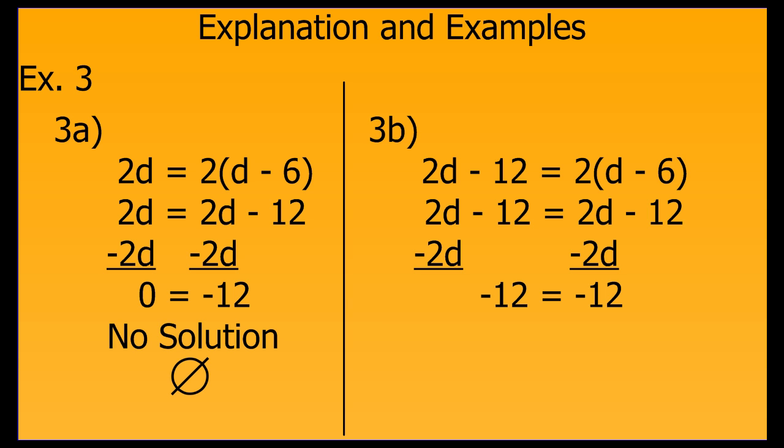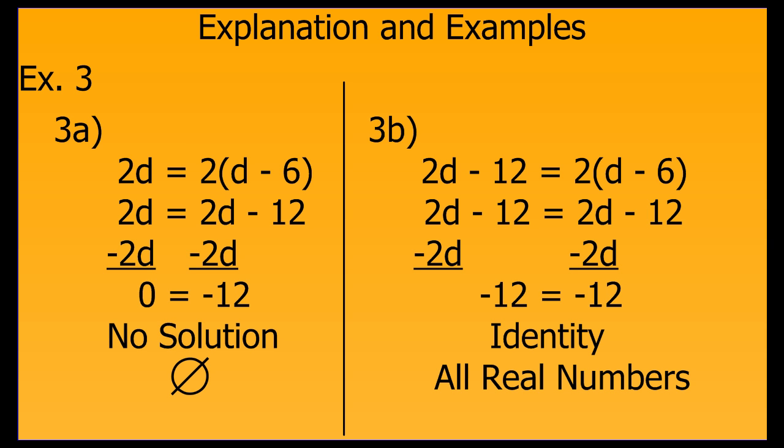Well, for the equation on the left, no, it's not possible. 0 is not equal to negative 12. No matter what we try to substitute for d, we can never make the two sides of this equation equal. Therefore, we say this equation has no solution. We can either write out the words no solution, or often we use the mathematical symbol for no solution, which is a 0 with a diagonal slash through it.